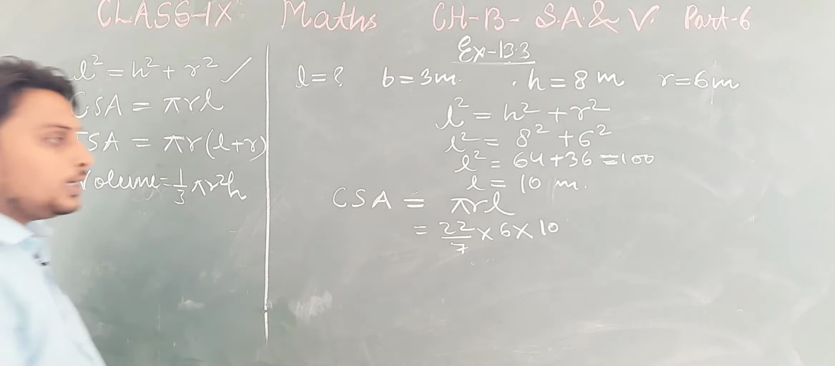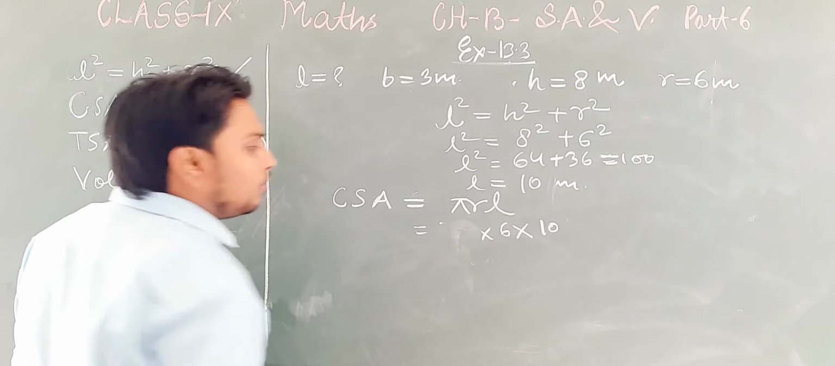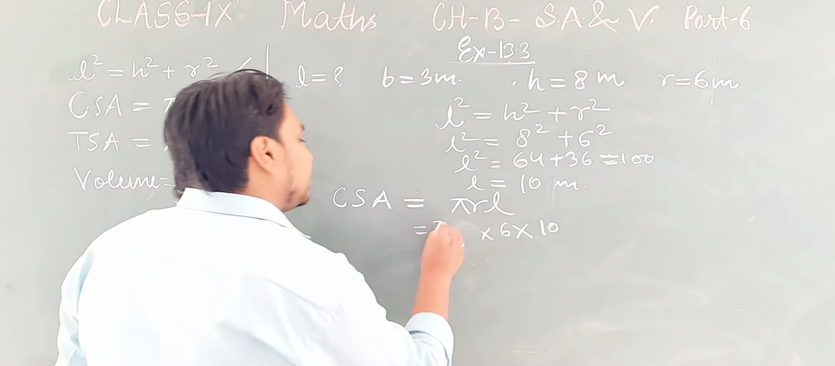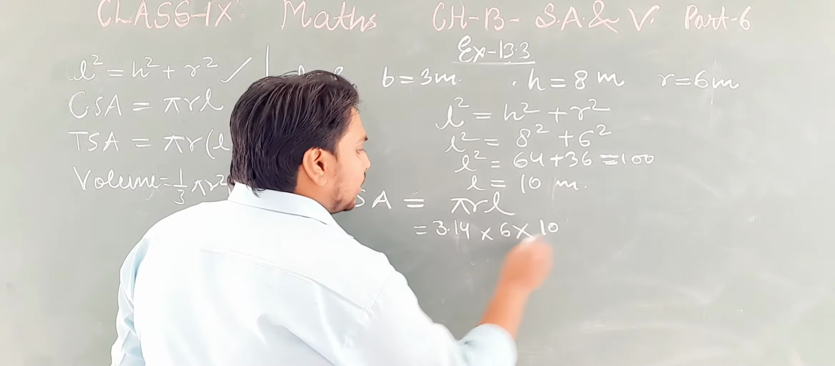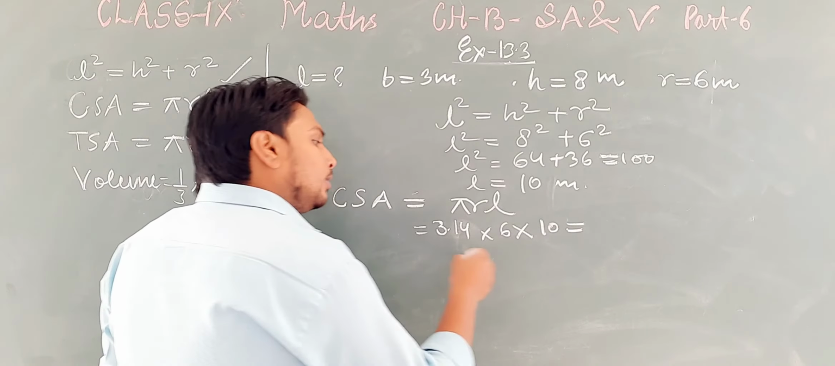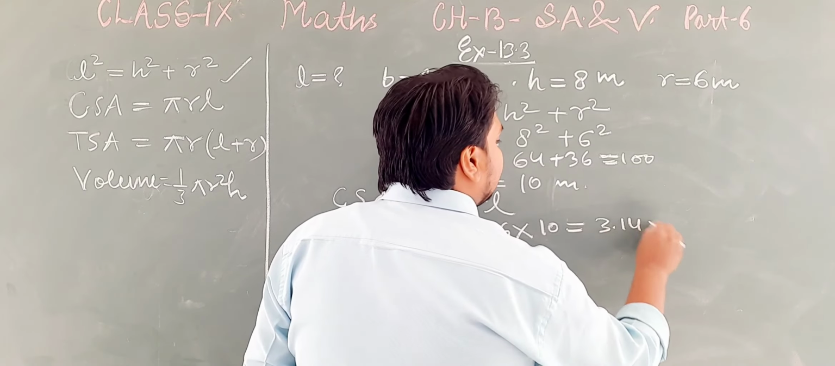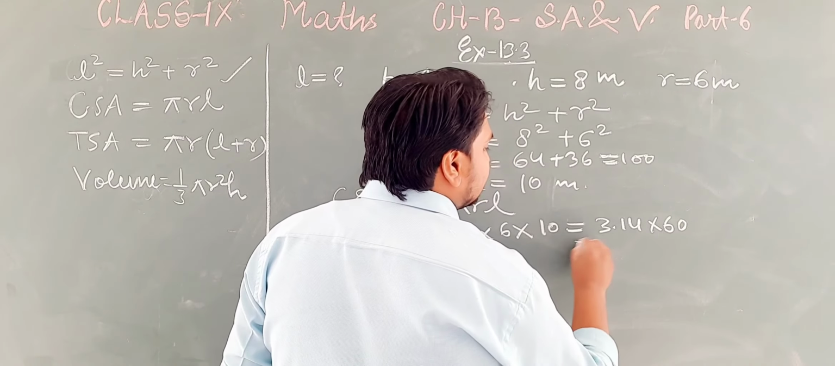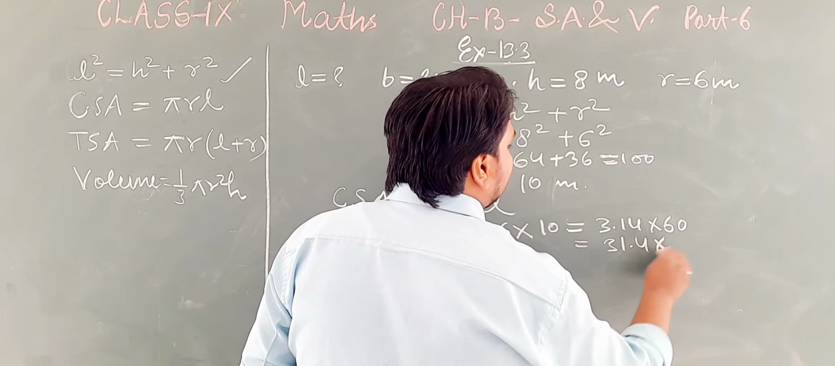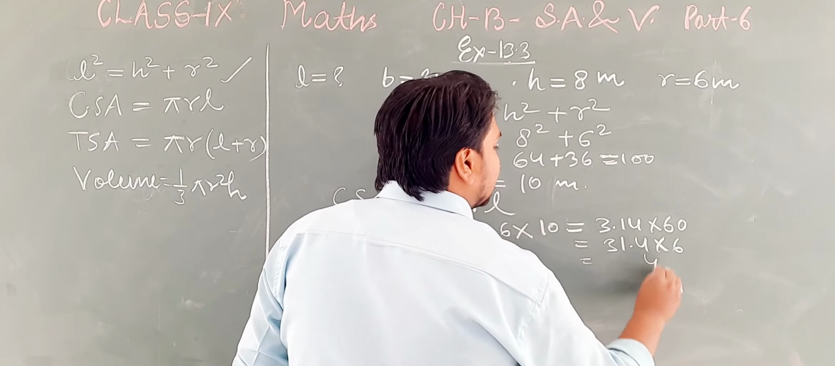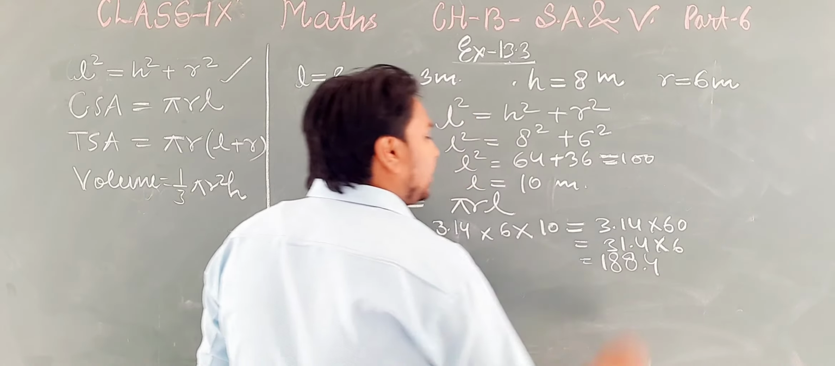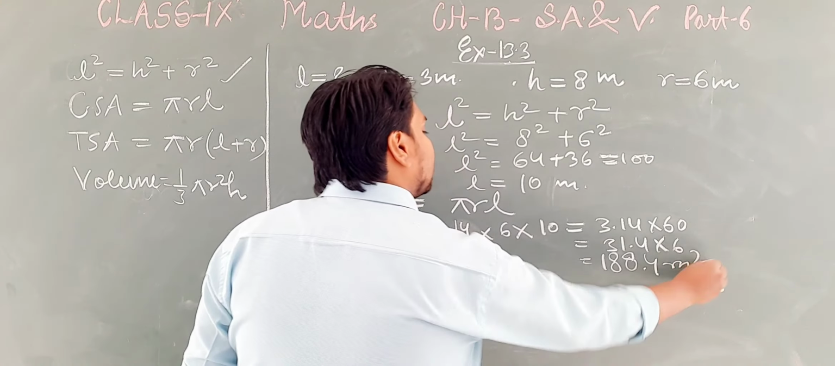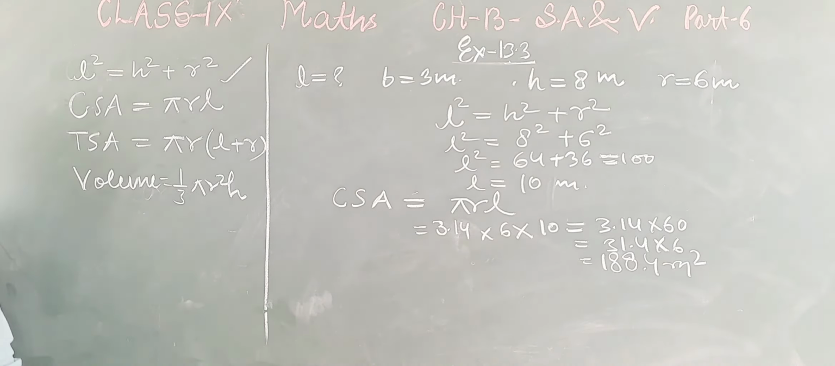One thing also, students: in this question it is said to use pi equal to 3.14. So now it will be 6 tens are 60, and 3.14 into 60. 10 will balance this, so it will be 31.4 into 6. 6 fours are 24, 6 ones are 6, and 6 threes are 18. So it will be 188.4 meter square, the curved surface area of the cone which is made here.